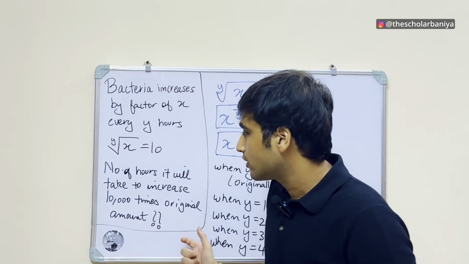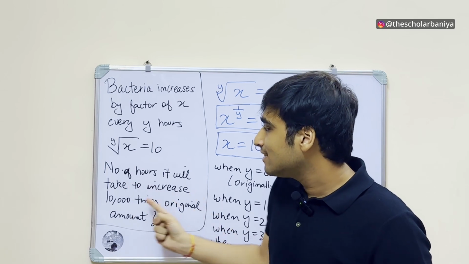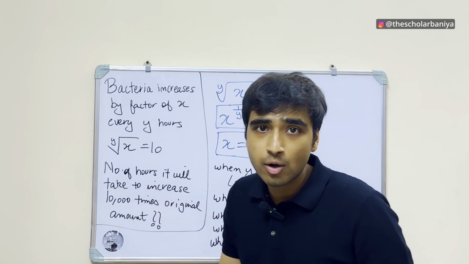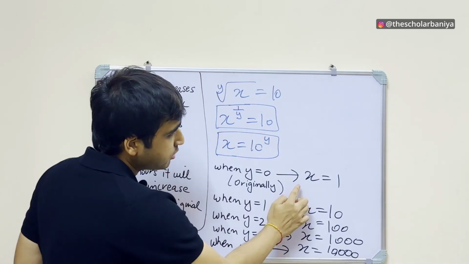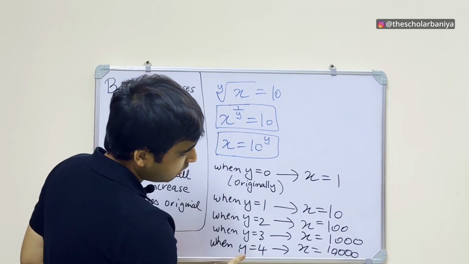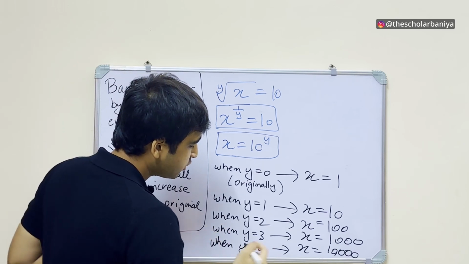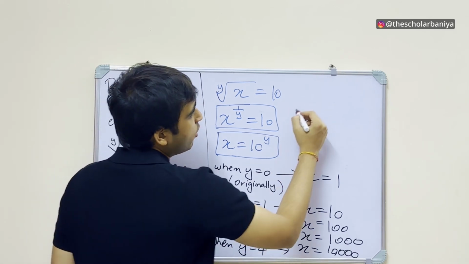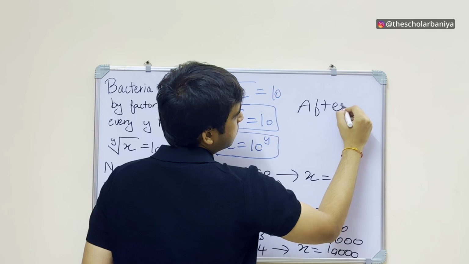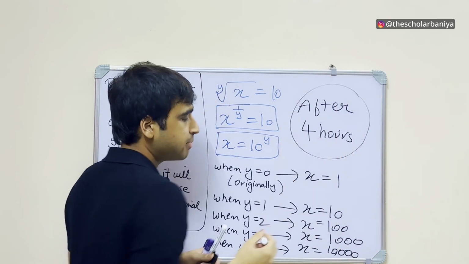So we were asking the question, the number of hours it will take to increase 10,000 times the original amount. So 10,000 times the original amount is this. After what? Y is equal to 4, right? And what does y equal to 4 mean? Y equal to 4 means after 4 hours. So after 4 hours, this becomes your answer.